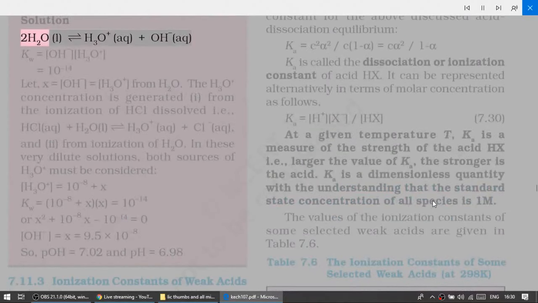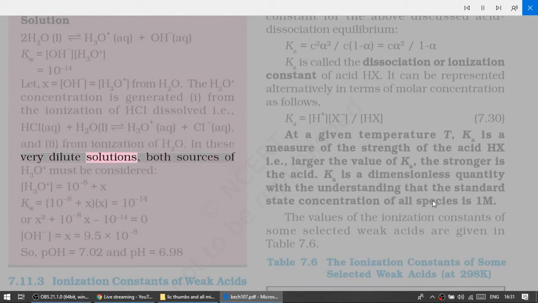Solution: 2H2O(l) ⇌ H3O+(aq) + OH-(aq). Kw = [OH-][H3O+] = 10^-14. Let x = [OH-] = [H3O+] from H2O. The H3O+ concentration is generated (i) from the ionization of HCl dissolved, i.e., HCl(aq) + H2O(l) → H3O+(aq) + Cl-(aq), and (ii) from the ionization of H2O.